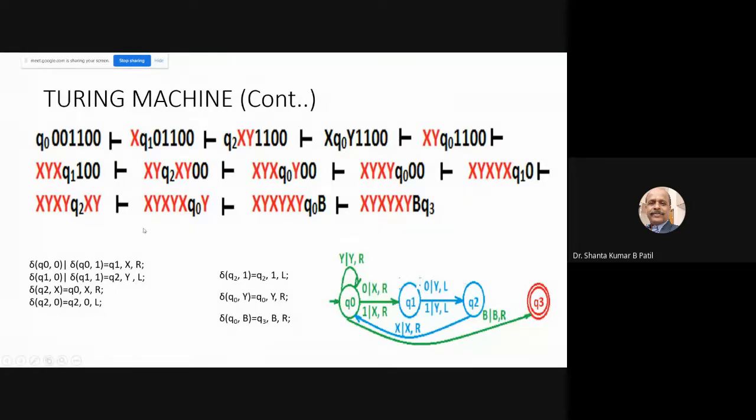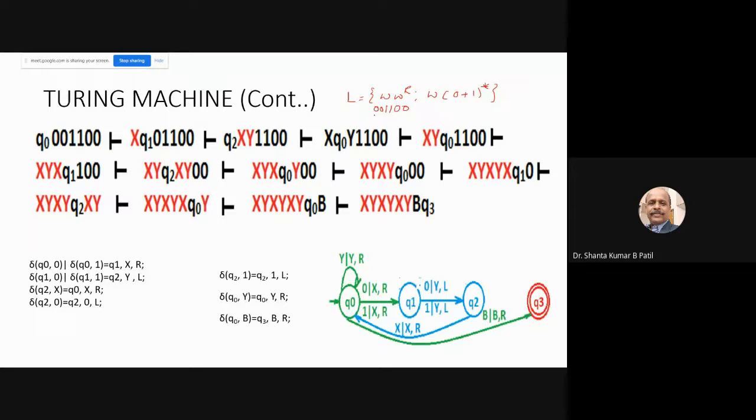Okay. So this is the Turing machine for the language L equal to W W R, where W is a string belonging to 0 plus 1 whole star. If W is 0 0 1, then W R is the reverse of it, which is 1 0 0.